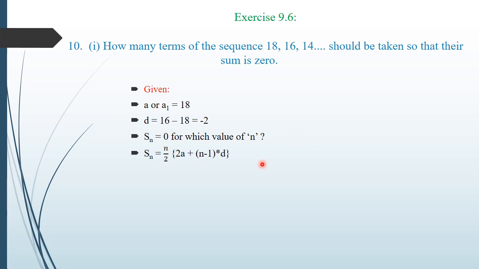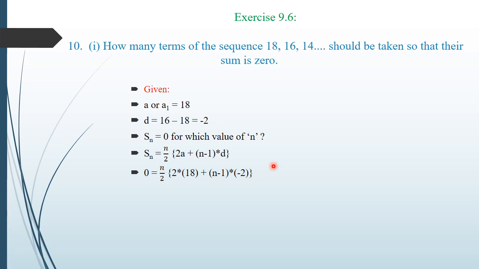I'll consider the formula Sn equal to n by 2 into 2a plus n minus 1 into d. This is a universal formula in order to calculate the sum of n terms of an AP. Now I'll substitute all the given values here. We need to find Sn equal to 0, so I'll substitute 0 here, which is equal to n by 2 because I need to calculate n here, into 2 into a. In place of a I'll substitute 18, plus n minus 1 I'll keep as it is because I need to find n here, and common difference d is equal to minus 2 here.